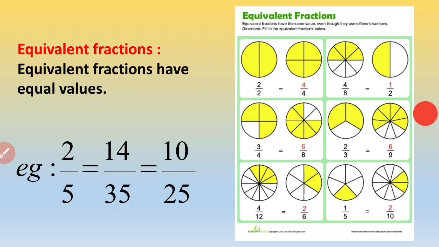Now, here you can see it in the picture. The first figure is 2 by 2, that is nothing but the complete one shaded. The second one is 4 by 4 because all the 4 parts are colored. That is again the entire thing, that is one complete. So 1 can be written either as 2 by 2 or 4 by 4. Similarly, the others are also shown.